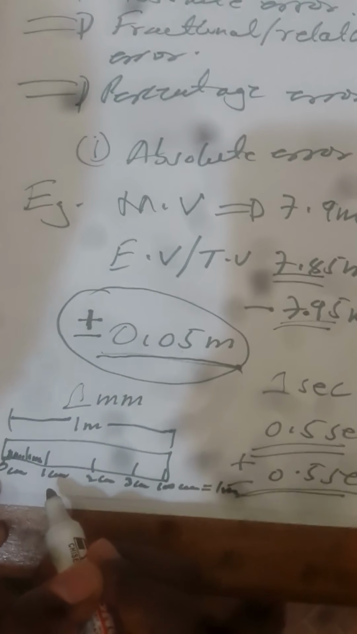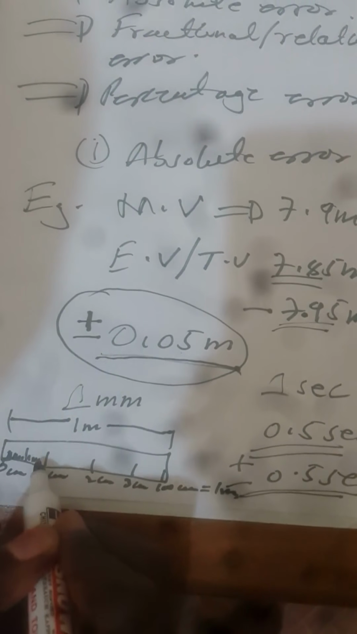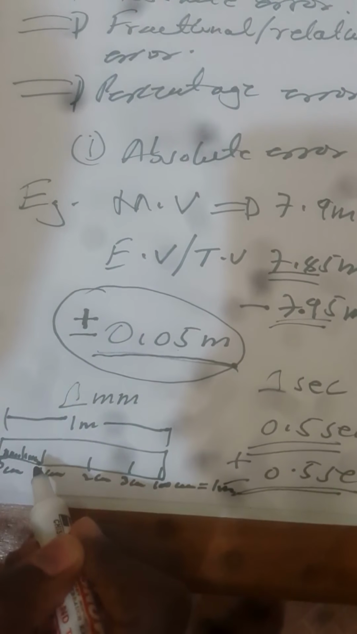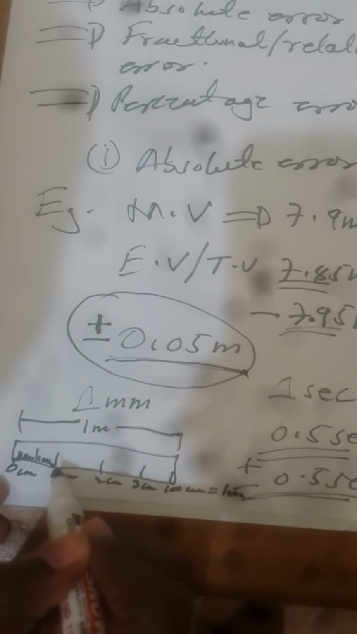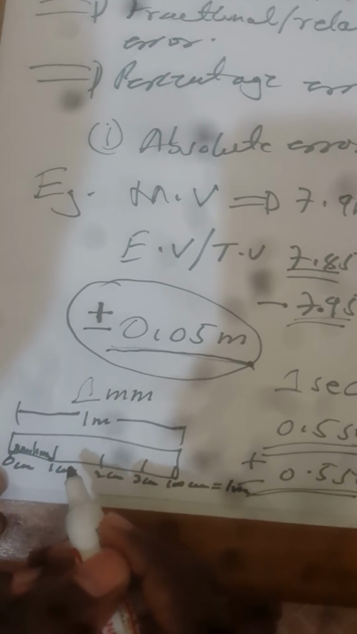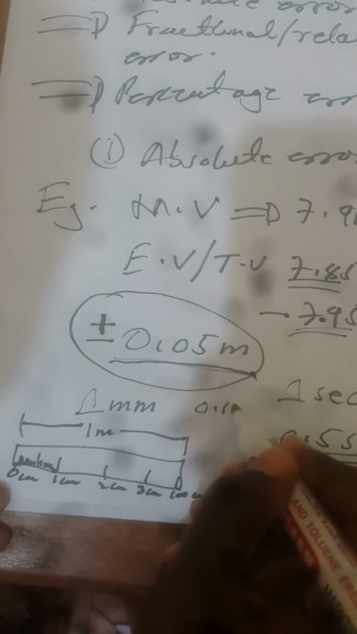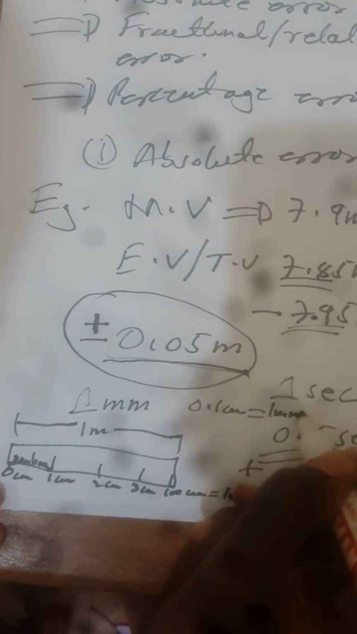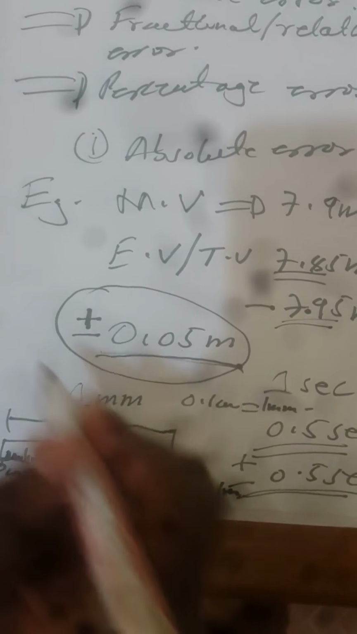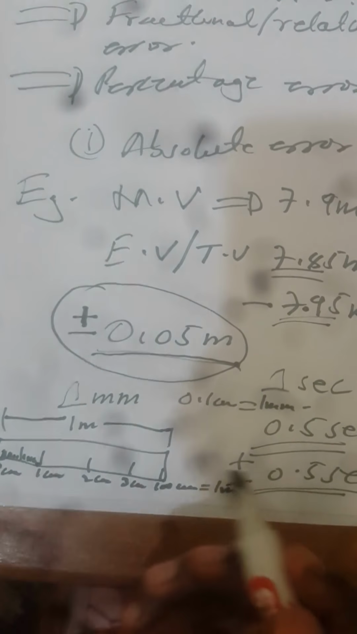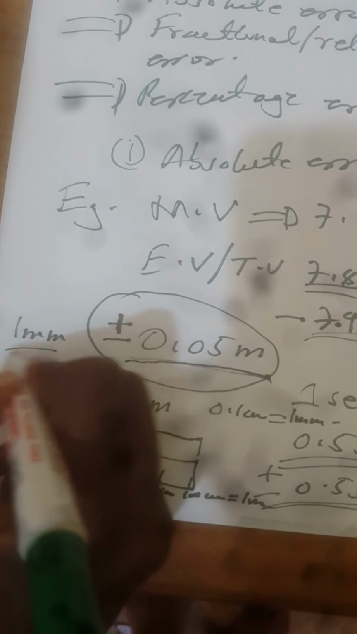We know 1 centimeter is equivalent to 10 millimeters. So it means from here up to here there is 10 millimeters. And in this one division, here between 0 and 1 centimeter, it is 0.1 centimeter. But 0.1 centimeter is equal to 1 millimeter. That's why we say the smallest division of a meter rule is equal to 1 millimeter, as you see in this example.